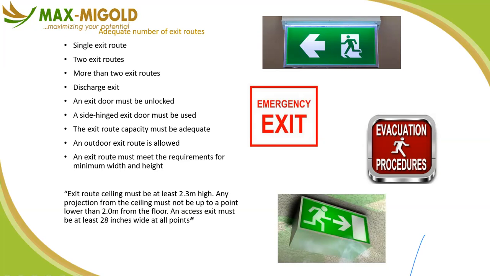So OSHA 1910.35 recommends that the exit ceiling should be at least 2.3 meters high. And even from the floor, the clearance should not be lower than 2 meters. The exit should be at least, underline the word at least, 28 inches wide at all points. It's just a recommendation to say, looking at the standard, you need to do the right things all the time and ensure that there is easy egress of people from the space. Next slide, please.